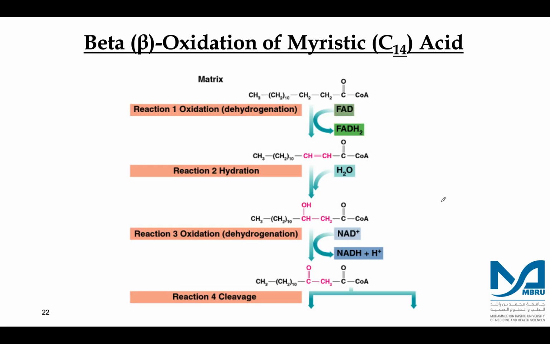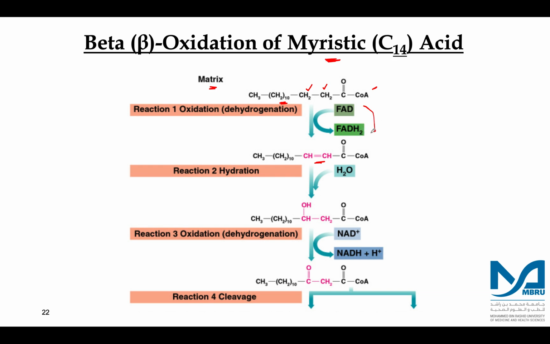So let us take a C14 fatty acid, specifically known as myristic acid. So this is the mitochondrial matrix, this is the fatty acyl coenzyme A. So this is the alpha carbon, beta carbon, then there are 10 more carbons, so we get 14 carbons here, and this is the methylene that you see here. So in the first step we have the oxidation at the alpha carbon that is occurring, and that leads to the formation of a double bond.